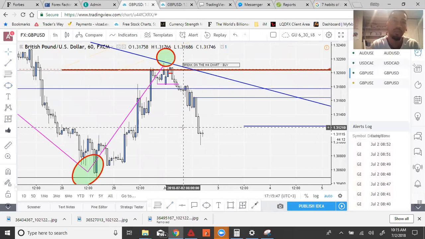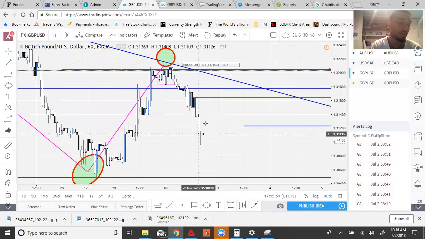And when it comes to people asking about news, there was news at 4:30. I didn't even pay attention to that. But price is starting to push down right now.